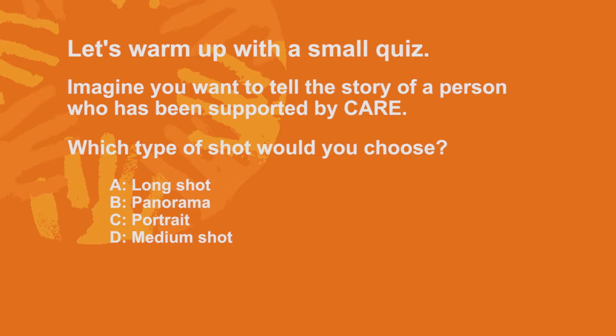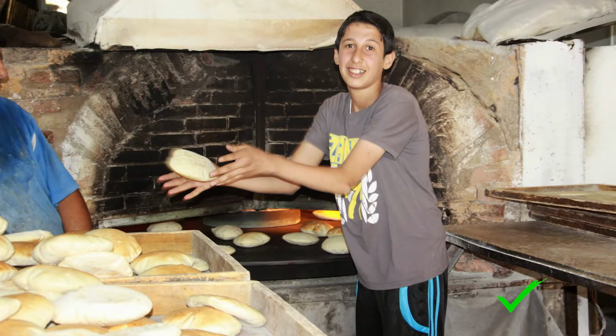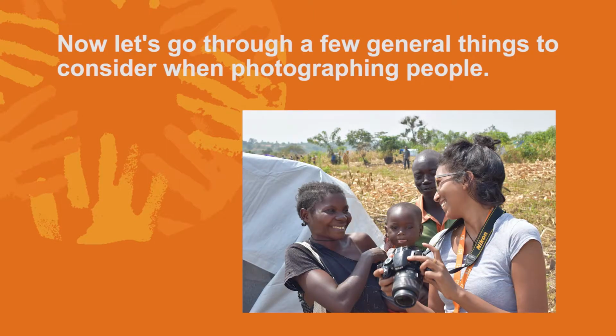That's right. It would be answer C or D. Portraits and medium shots are the best choice in this instance. Choose portraits to capture emotions and medium shots to show activities. Well done. Now let's go through a few general things to consider when photographing people.